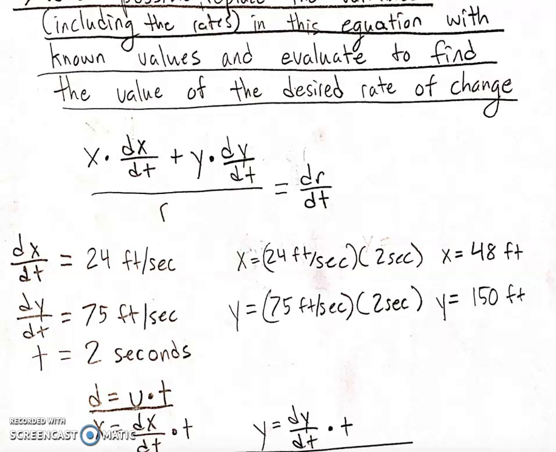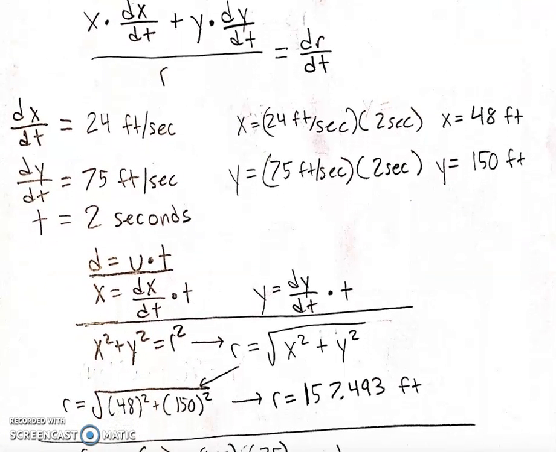Using the formula distance is equal to velocity times time, we can find the exact position of the batter and the ball at that 2-second mark, or rather, the values of x and y. Using that formula, we find that x is equal to 48 feet and y is equal to 150 feet. The last variable to find is r, or the distance between x and y at any time.